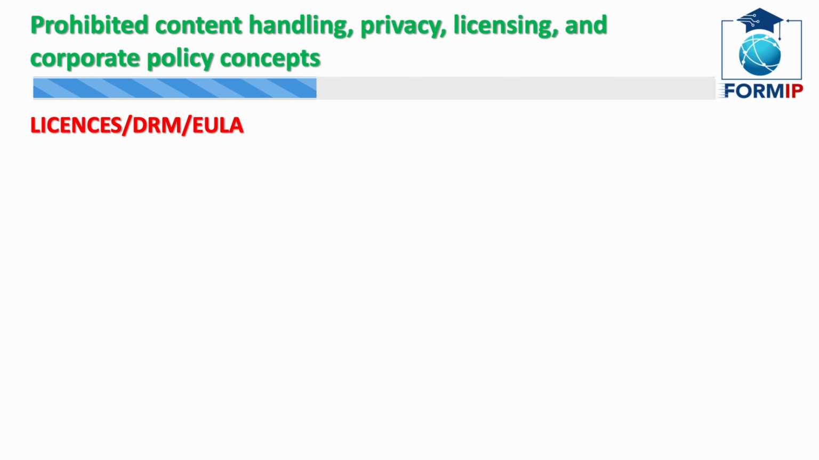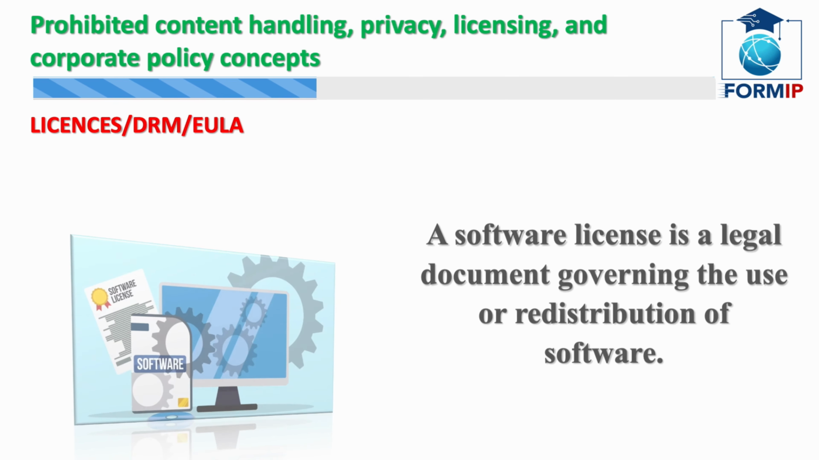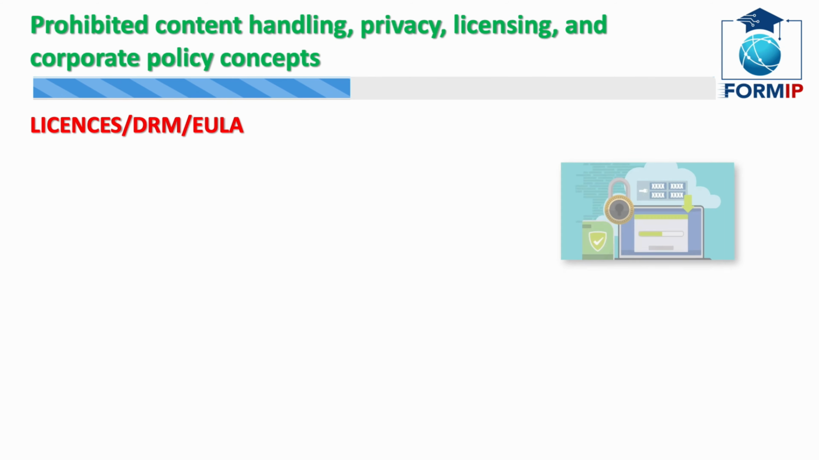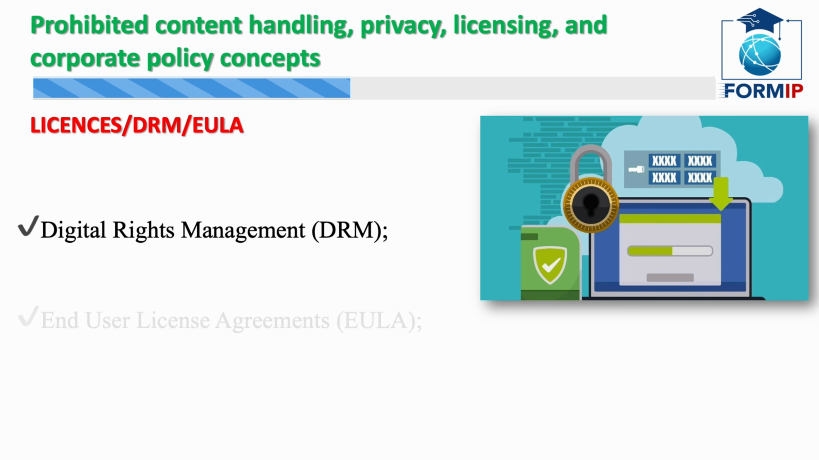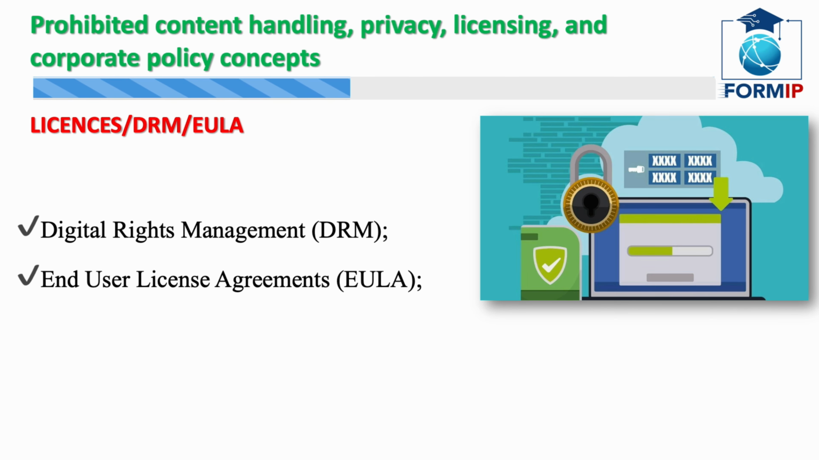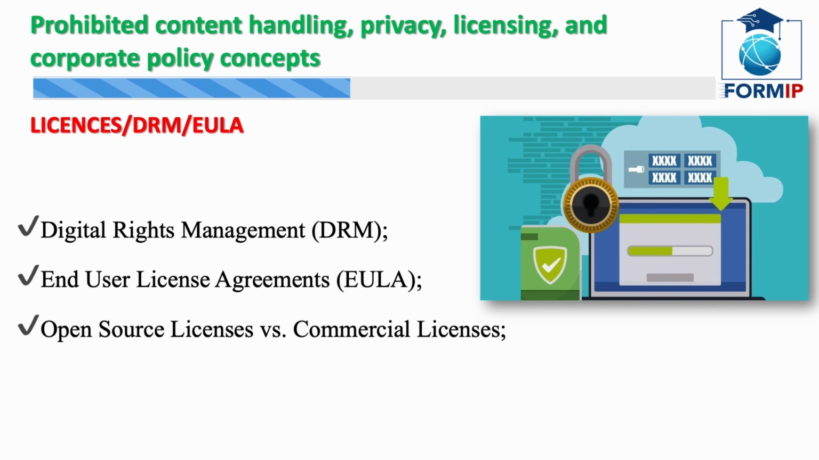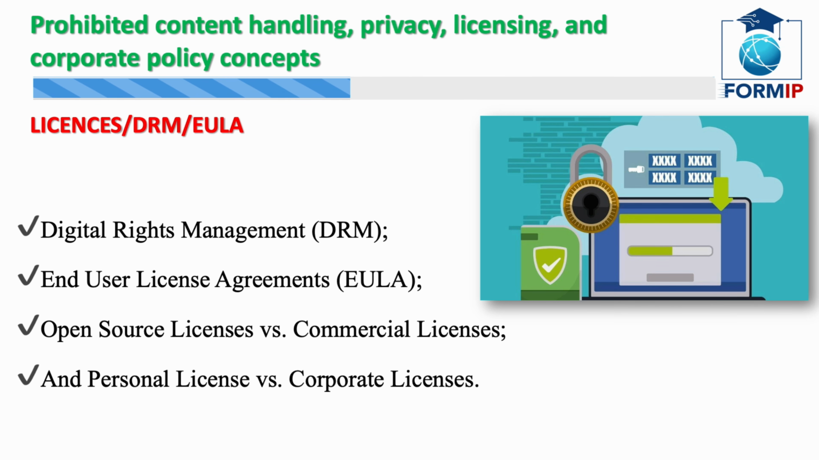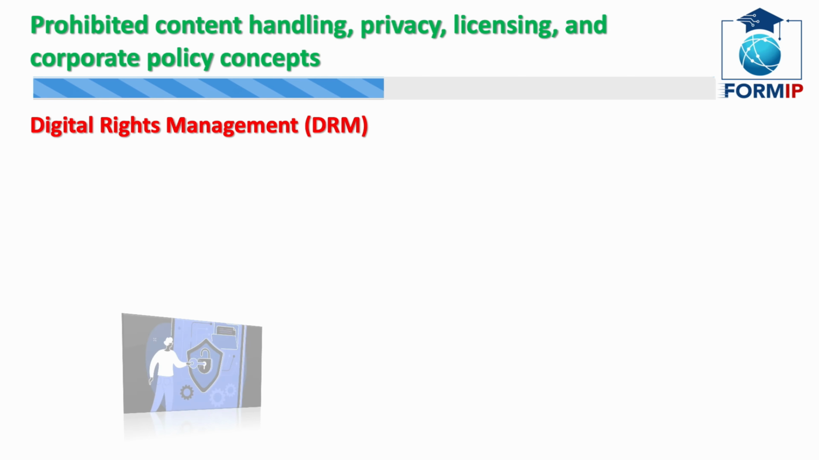Let's move on this time to the DRM and EULA licenses of the software. A software license is a legal document governing the use or redistribution of software. The software licenses we're going to look at today are Digital Rights Management (DRM), End User License Agreements (EULAs), Open Source versus Commercial Licenses, and Personal License versus Corporate Licenses.